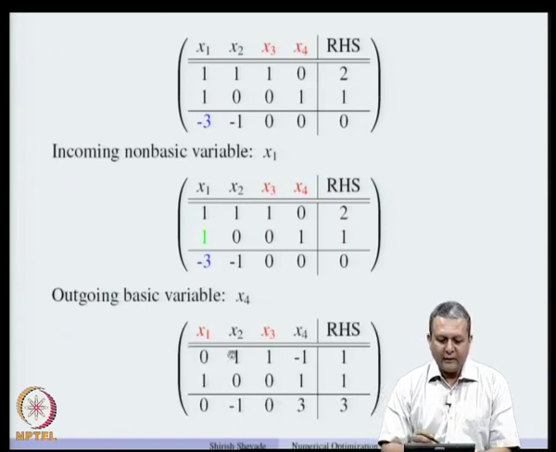+3 and add it to the last row, so that this entry will be made 0. And finally, what we get is 0 1 0 in this column, and the x4 column which was earlier 0 1 0 now becomes -1 1 3.